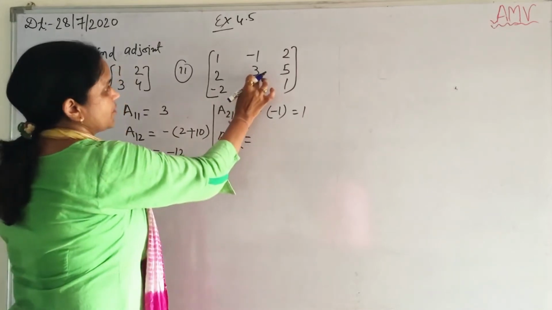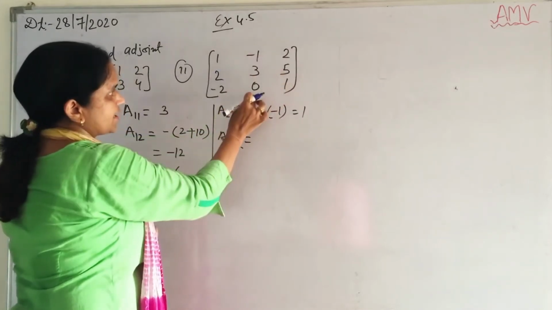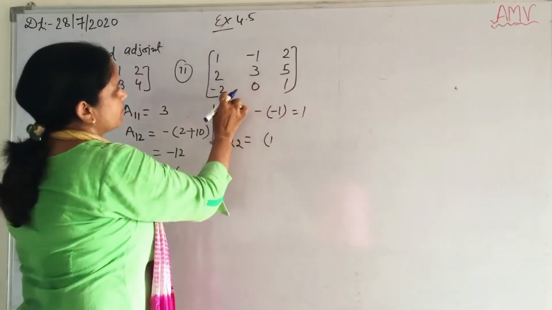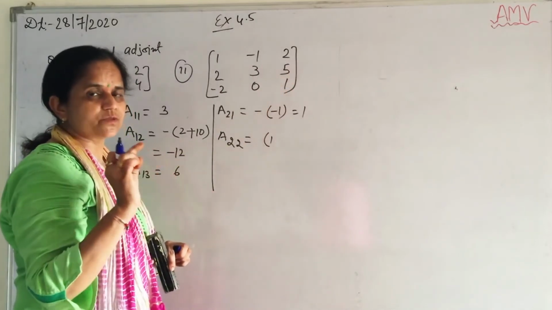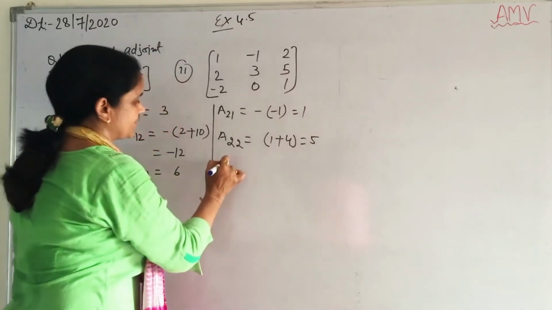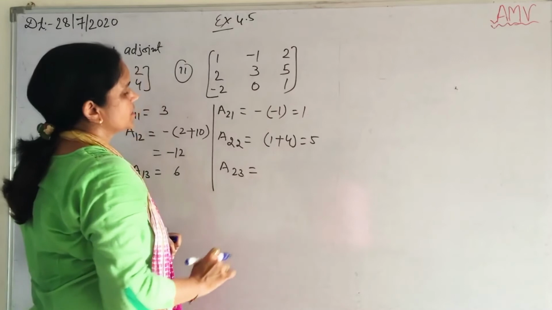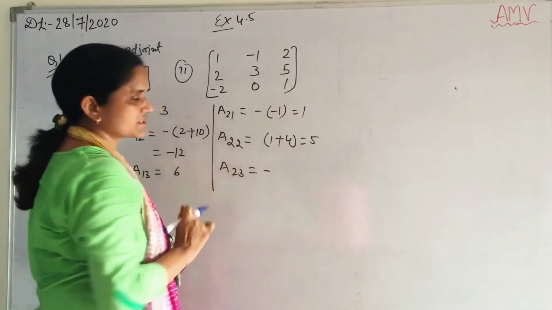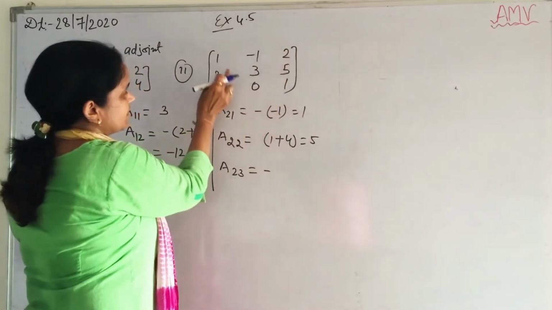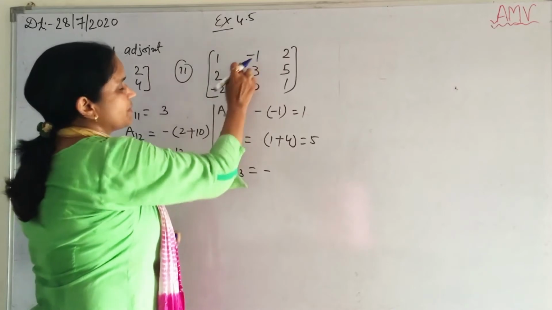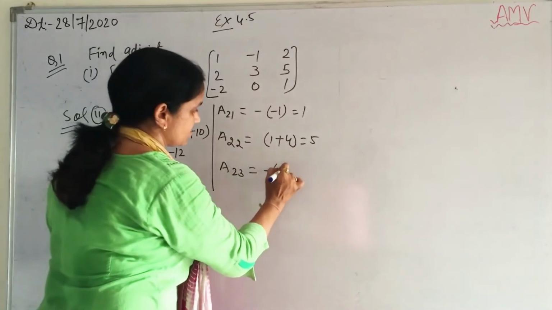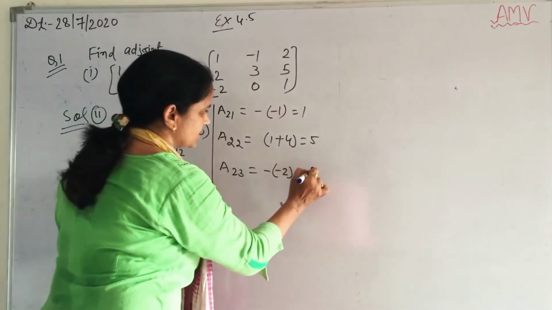Now A22, it's positive. Okay students, for this element, second row, second column cancel. 1 into 1, it's 1. And now minus 2 multiply with 2. Minus 2 into 2, it's minus 4 and it becomes plus 4. So the answer is 5. A23. Okay student, 2 3. First put the sign negative. This second column, third row cancel. 1 into 0, it's 0. Minus 2 into minus 1 plus 2. But we have to take the minus sign, student. So it's a minus 2, and here minus minus plus.